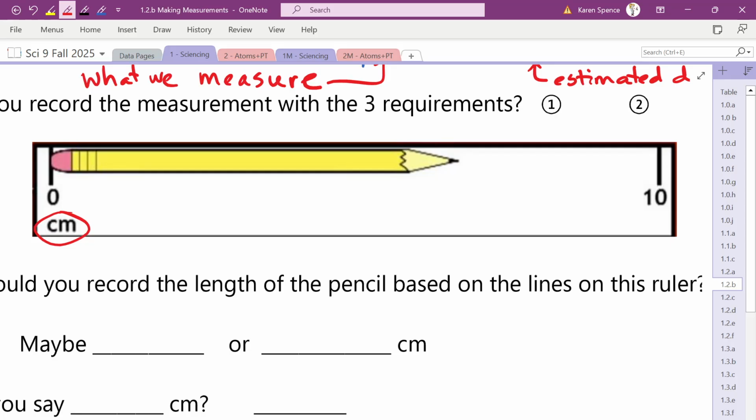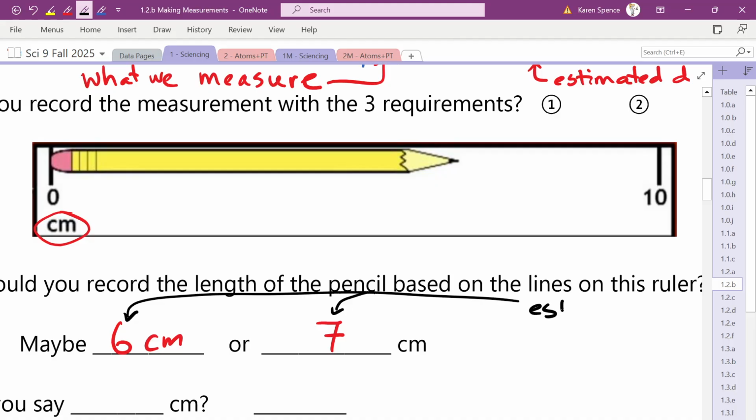All right. So maybe what could our measurement be? It could be 6 centimeters, or maybe it could be 7 centimeters. Are we estimating that digit? Yeah. And since we are estimating our digit, that is our last digit. You're not allowed to add any more. Okay? That is estimated.